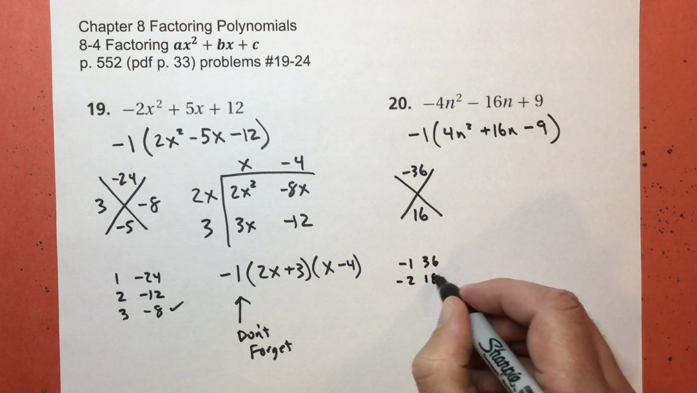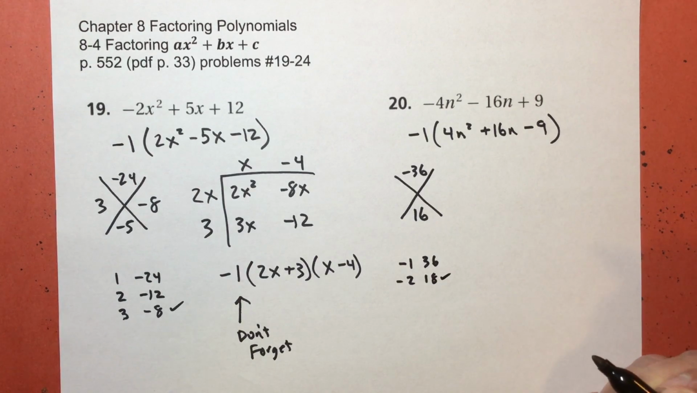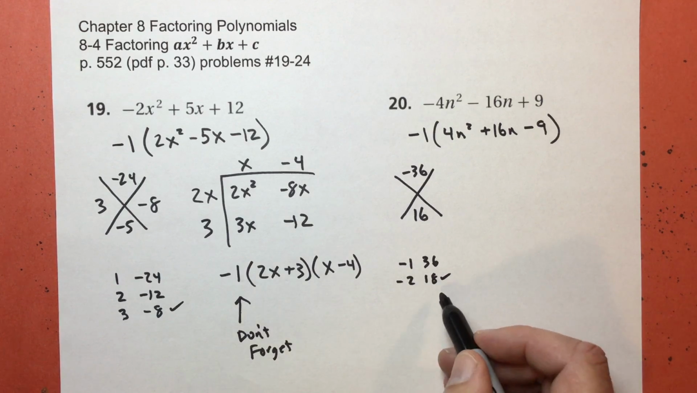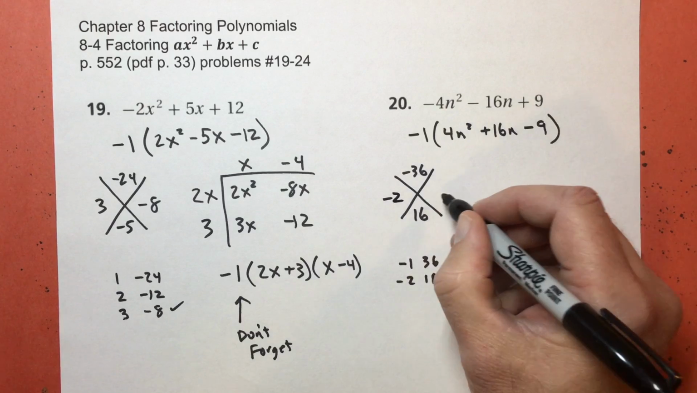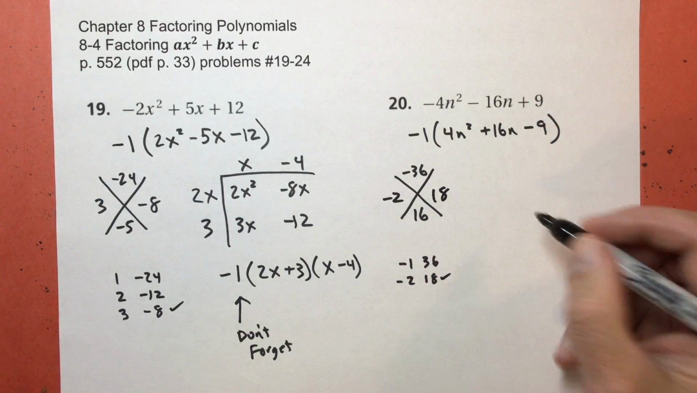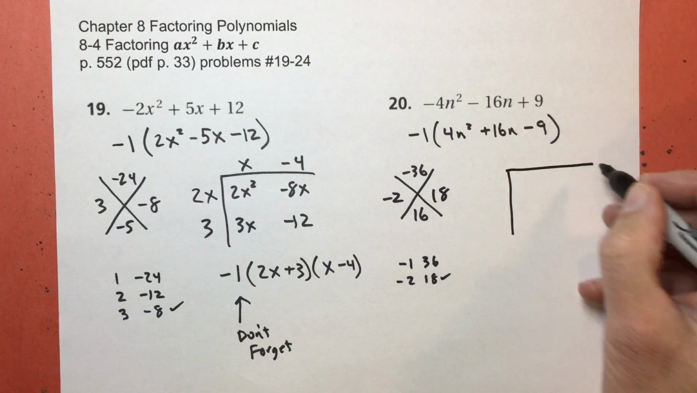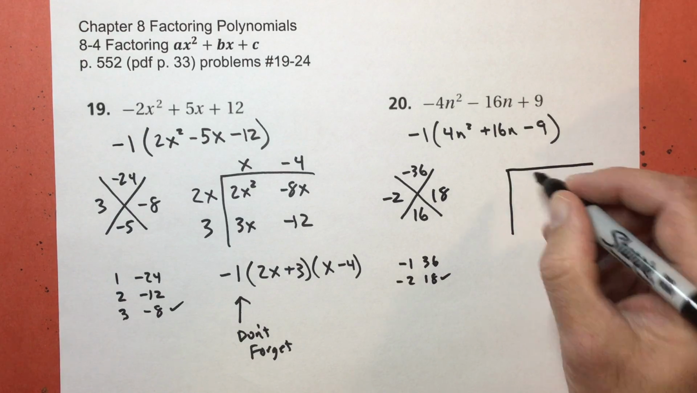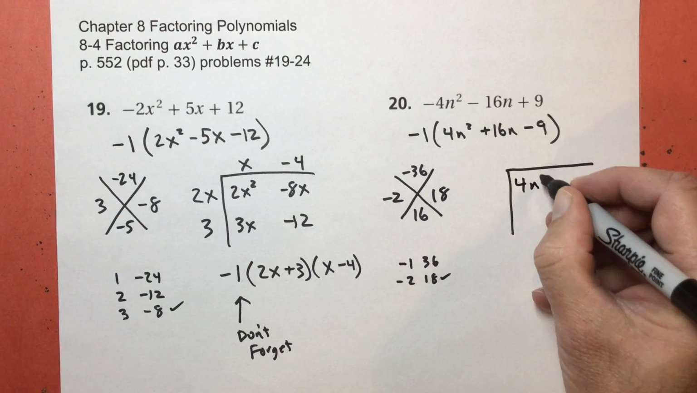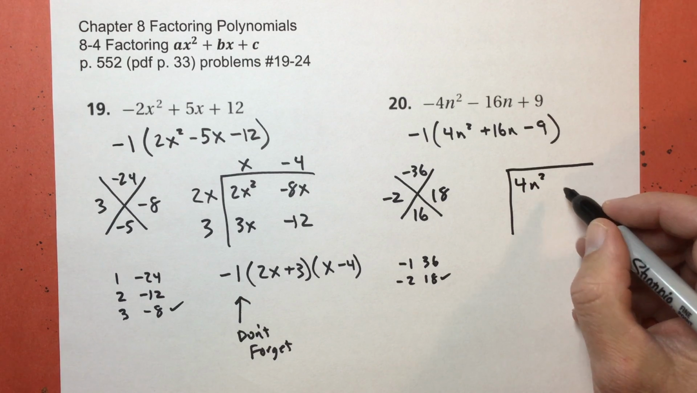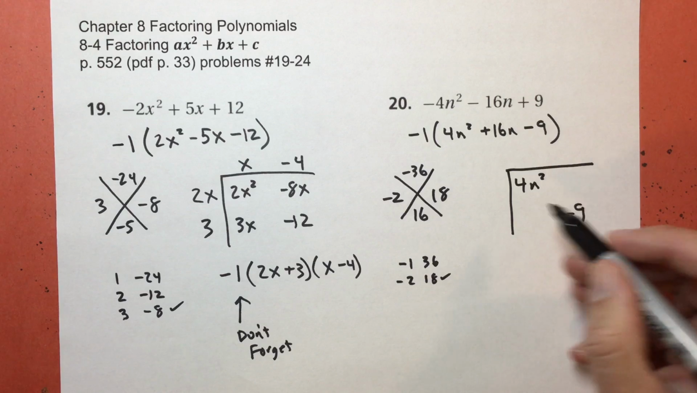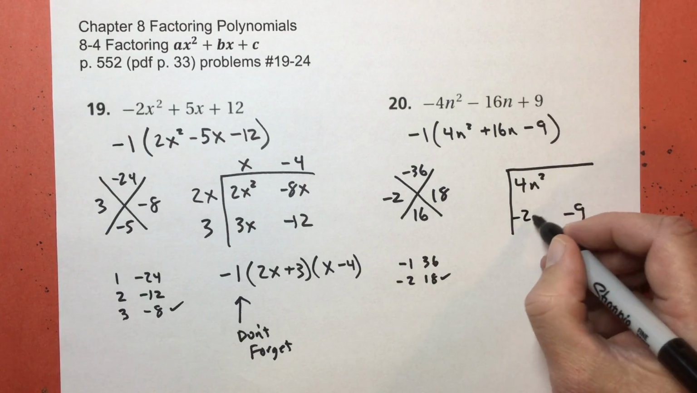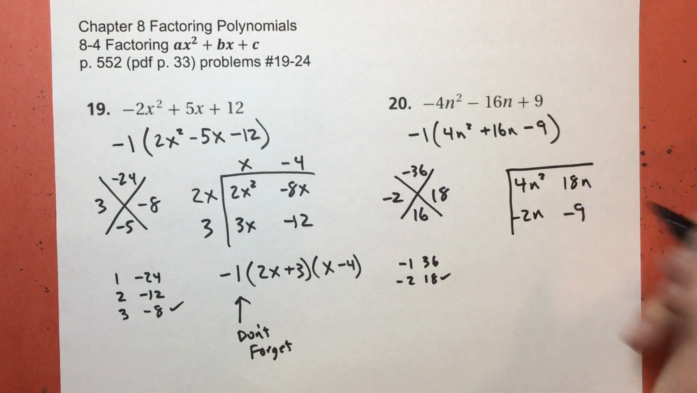-2 times 18, that's 16. That's good. I can keep going. -3 times 12, -4 times 9, but I don't need to. I've already got it. Make my multiplication chart. 4n to the second power goes in the upper left corner. -9 goes in the lower right corner. -2 and 18, -2n and 18n.